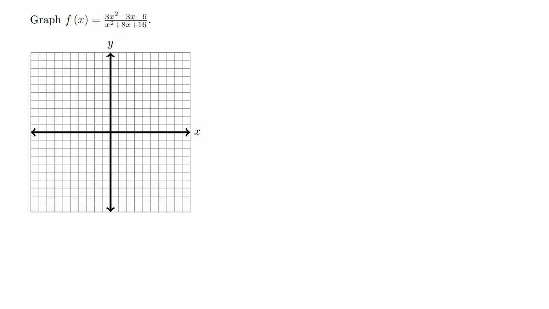Hello. In this video we're going to graph f of x equals 3x squared minus 3x minus 6 all over x squared plus 8x plus 16. Before we do anything, I actually want to factor everything here. This function can actually factor. If you look at the numerator, there's a common factor of 3. So we have 3 times, and what's left is x squared minus x minus 2.